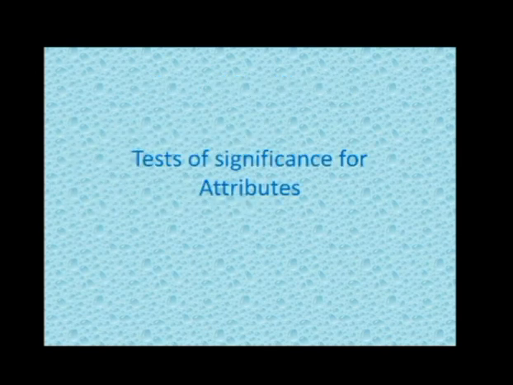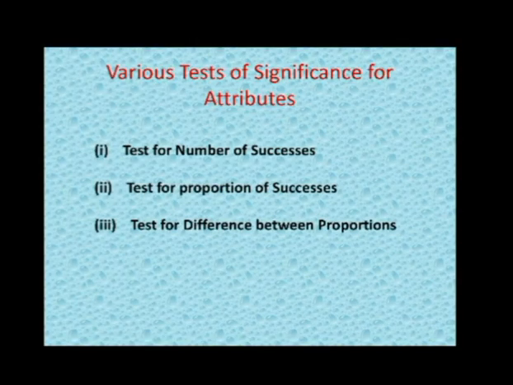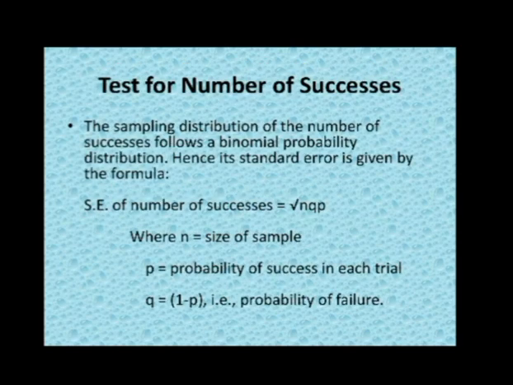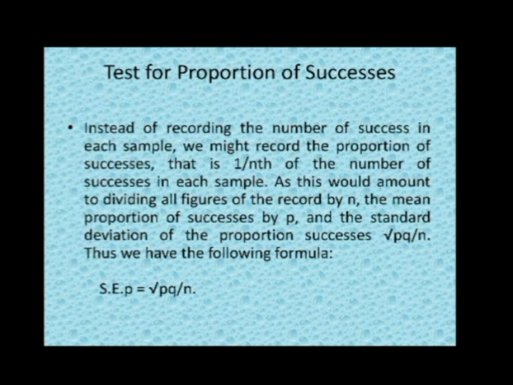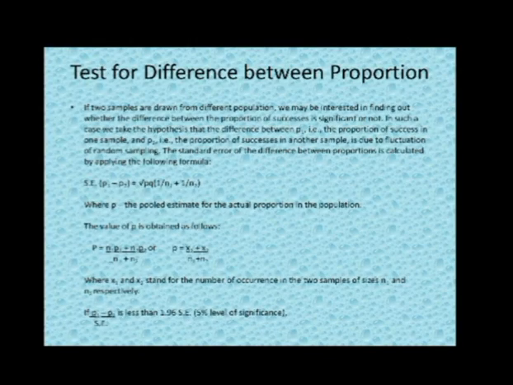Let's move to the test of significance for attributes. In the chapters we went through the test of number of success, the test for proportion of success, and lastly the test for difference between the proportions. I will give the 3 methods' formulas. The test of number of success we already worked out in class, and the test of proportion of success we also worked out in class. Go through your notebooks and you will find them. The third one is the test for difference between the proportions.